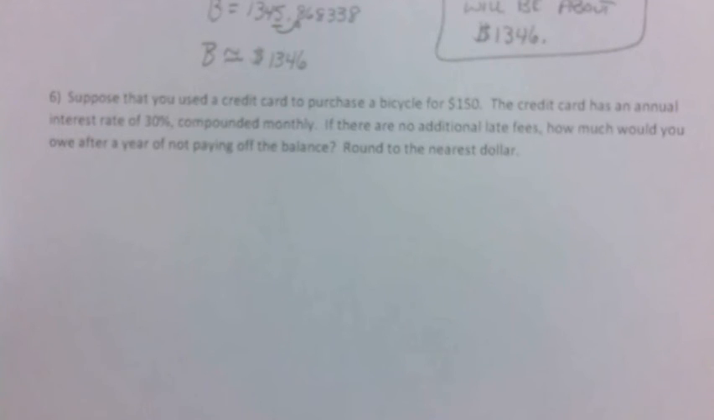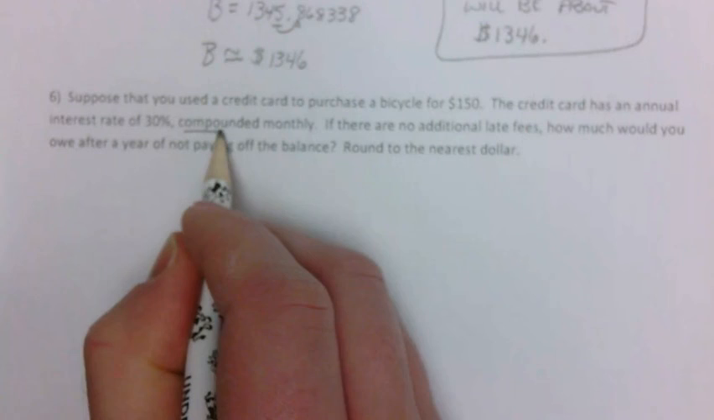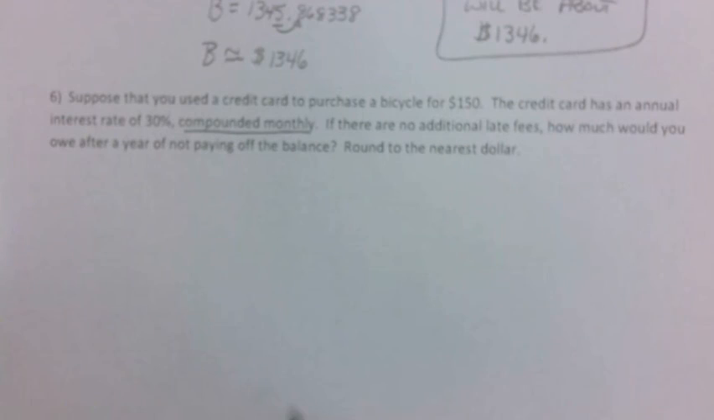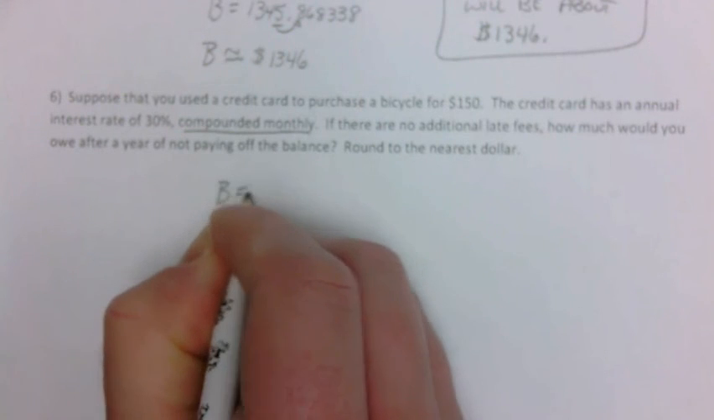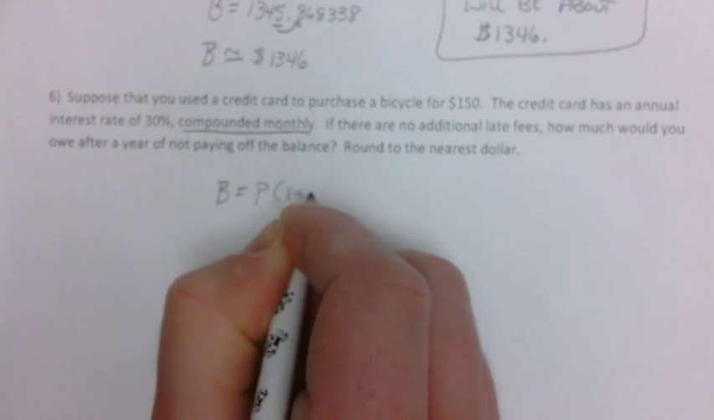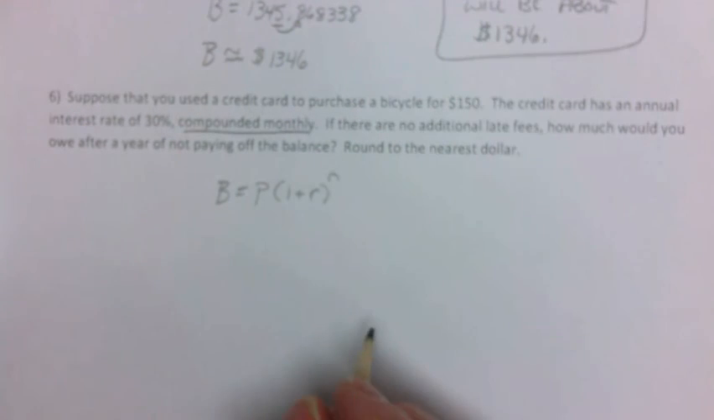In example 6, we're going to be using a credit card to purchase a bicycle for $150. The credit card has an annual interest rate of 30% and it's compounded monthly. The interest gets added in every month. If there are no additional late fees, how much would you owe after 1 year of not paying off the balance? Round to the nearest dollar. So we'll start by using our formula. B equals P times 1 plus R to the nth power.